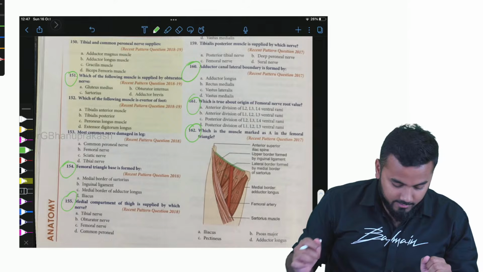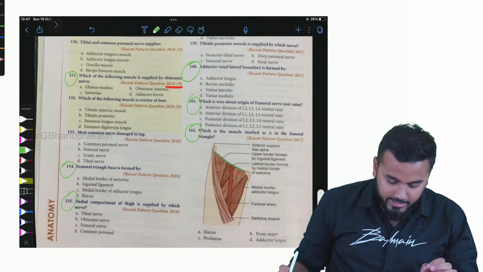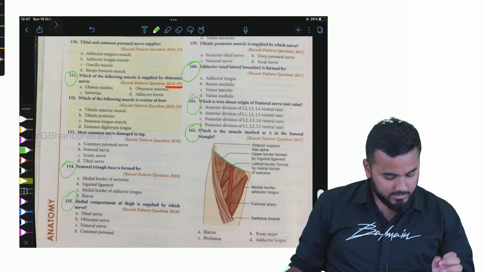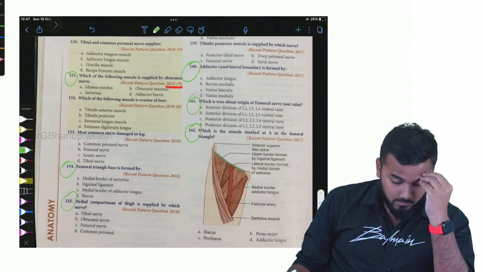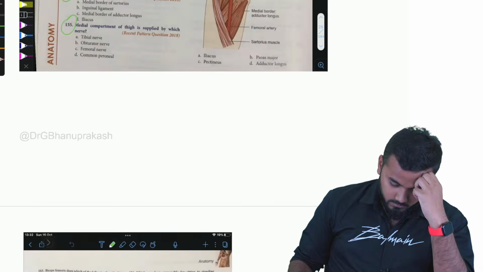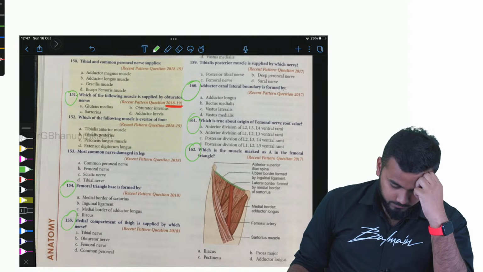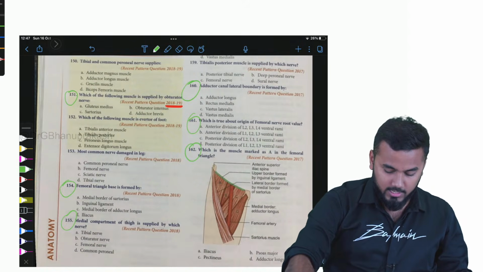Question number 151. It was asked in 2018-19. Which of the following muscles is supplied by obturator nerve? Answer me fast, guys. I'm sure you definitely know the answer.